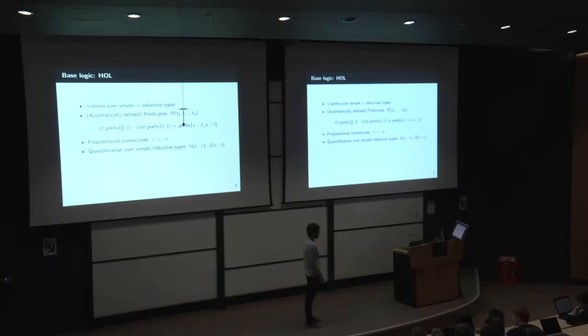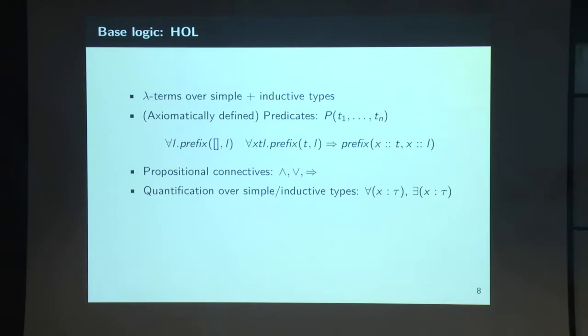So to achieve this expressiveness and foundation of our system, we have HOL as a base logic. When people talk about HOL, they mean different things, so I will specify. We have lambda terms over simple and some inductive types, such as NAT, list, and so on. We have axiomatically defined predicates over these terms.